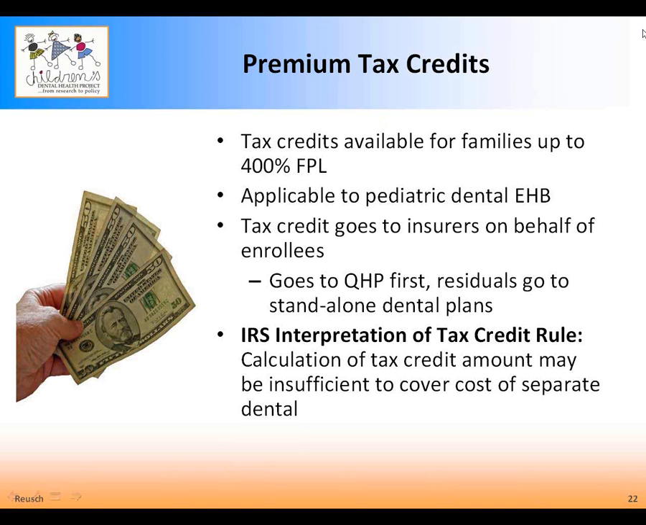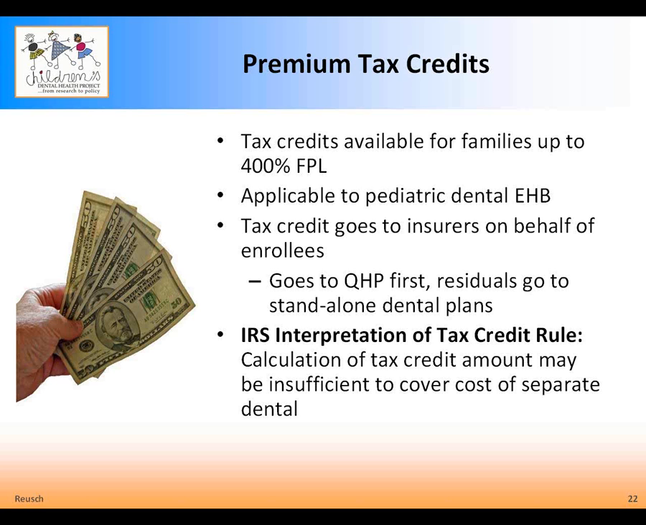Okay. So quickly, the law finances or helps families purchase coverage through premium tax credits for families up to 400% of the federal poverty level. The law does say that the tax credits do apply to the pediatric dental portion. The tax credit goes to the insurers on behalf of the people enrolling in the coverage. And with regard to people buying dental and medical separately, it goes first to the medical plan, and then if anything's left over, it goes to the dental plan.